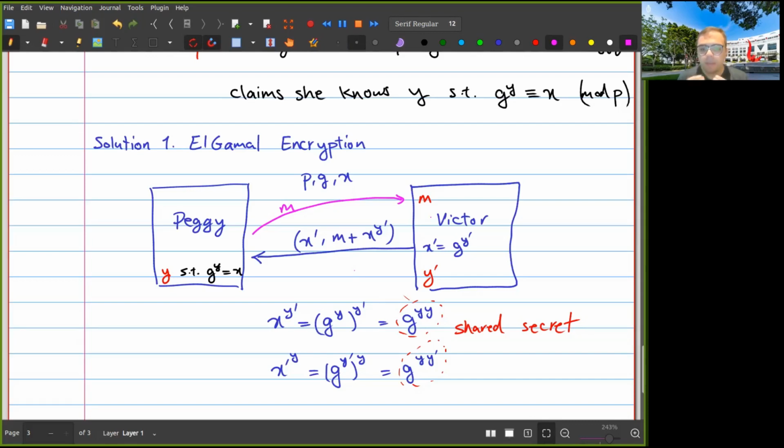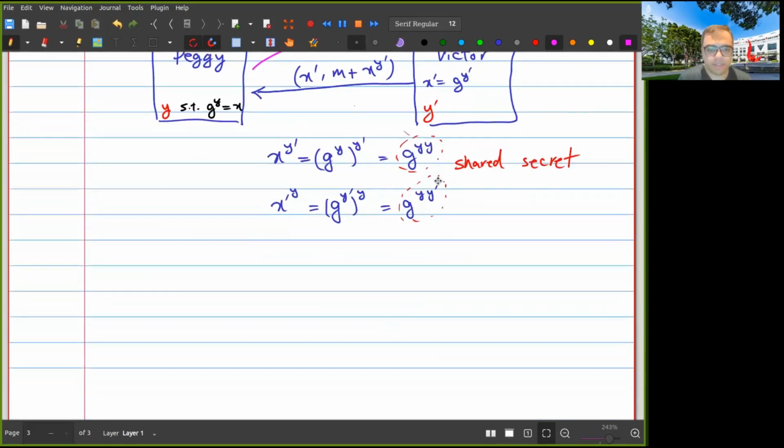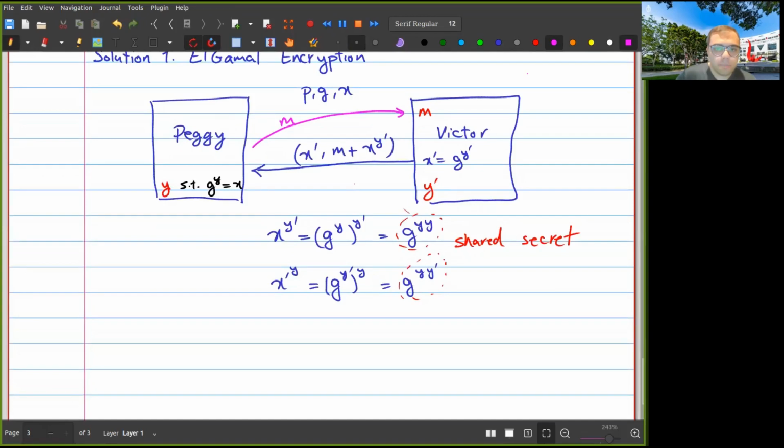Okay, so my point is that this kind of protocol convinces Victor, but Victor cannot use it to convince someone else. And that's one of the main properties in zero knowledge. But here's another solution. So solution number 2.